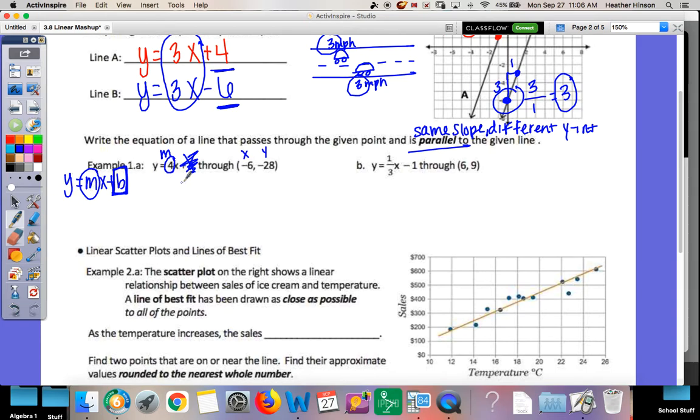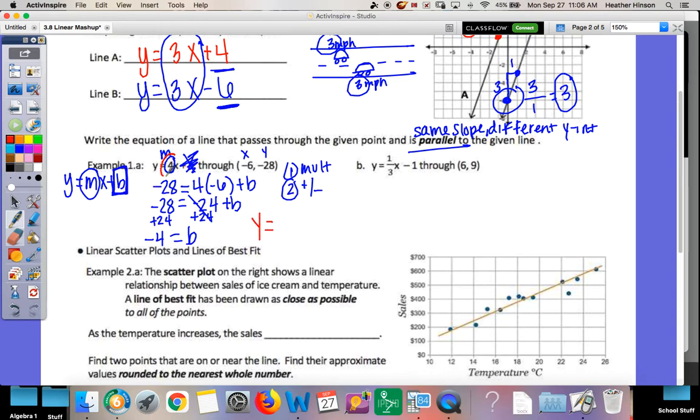So I can plug in here. I got y, that's negative 28, equals m is 4, x is negative 6, plus b. And same 2 steps. I'm going to multiply, and then I'm going to add or subtract. So 4 times negative 6, that is negative 24. And then because that's negative 24, I'm going to add it. So b equals negative 28 plus 24 is negative 4. So my whole equation for my parallel line, remember it has the same slope, so it's still going to have a 4 slope. So it's the same speed, but it's in a different lane. So instead of it being in the 5 lane, it's going to be in negative 4.